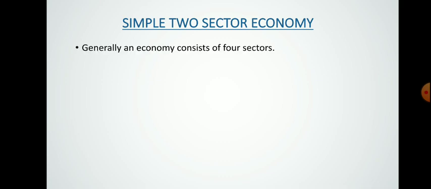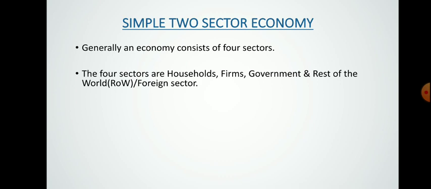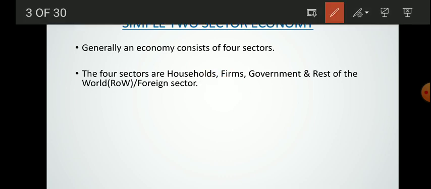Generally there are four sectors in an economy: households, farms, government and rest of the world. These are the four sectors we have. Let me annotate it: household, farm, government and rest of the world, or you can say foreign sector as well, both are the same. You can call it ROW as well, the short form of rest of the world.